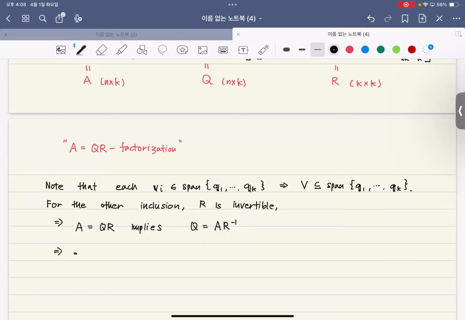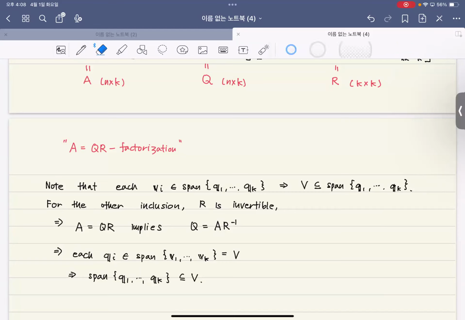So every Qi is a member of span of V1, V2, ..., Vk, which is V. So span of Q1, Q2, ..., Qk is a subset of V. Okay. So we got the orthonormal basis.